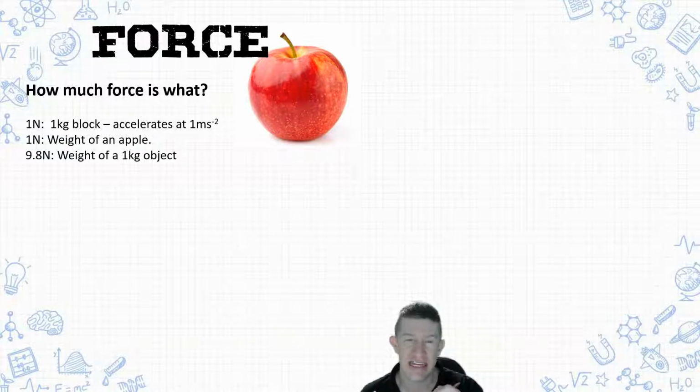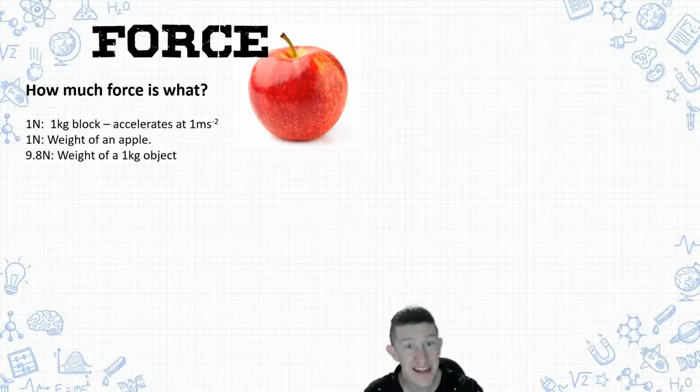9.8 newtons is the amount of force that a 1 kilo block would push on you. So if you held a kilo in your hand, it would have a force of 9.8 newtons. If you can think of it in terms of how heavy something is, it's not a good analogy, but how much force, which we feel as how heavy something is, is related to the mass in that aspect. 1 kilo feels like 9.8 newtons.